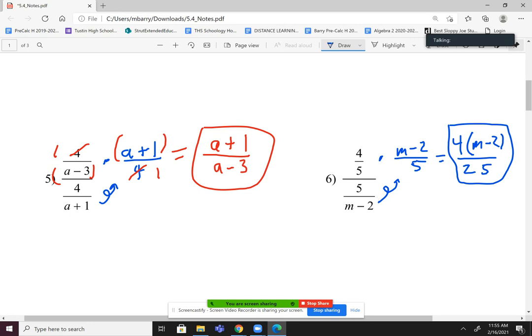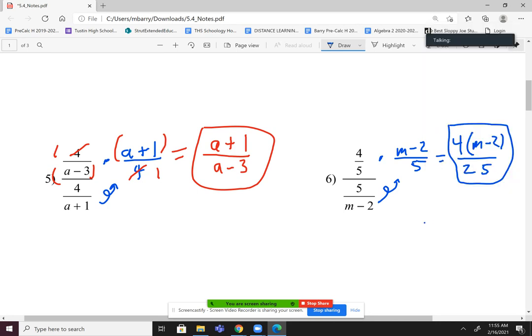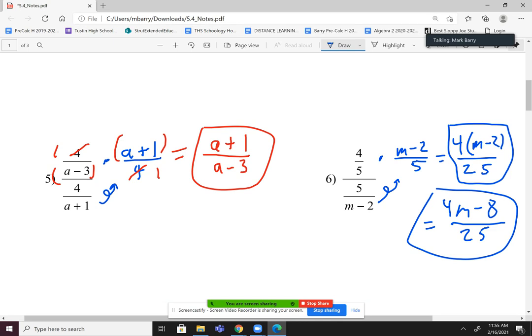I will tell you that the answer key to this notes page actually has it written like this. So I'd say both of those are okay. What did they do? They went ahead and distributed the 4. Is it okay to distribute the 4? Yes. Is it okay if you leave the 4 out front and then put m minus 2 in parentheses? Yes, okay? So I think that's fine either way. Sometimes they'll distribute that in there. Sometimes they won't. I'd say it's okay either way.